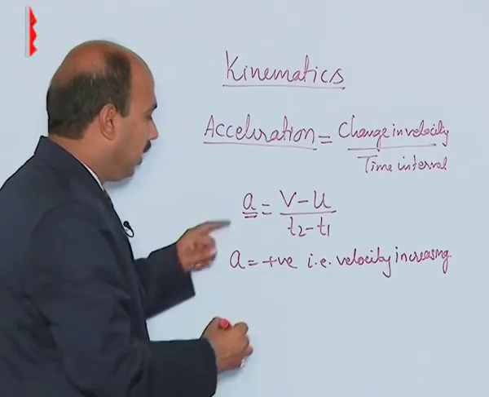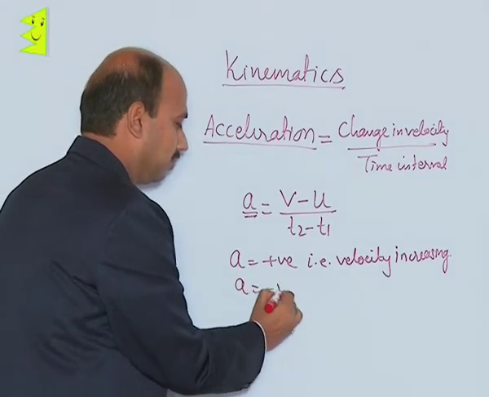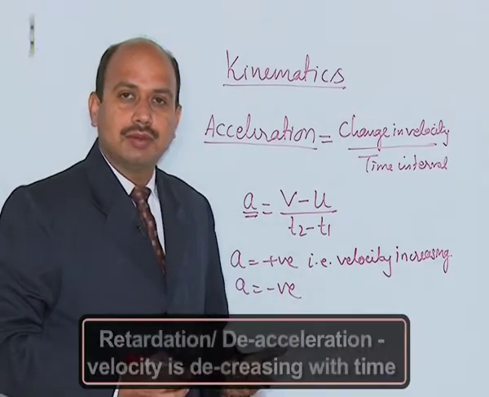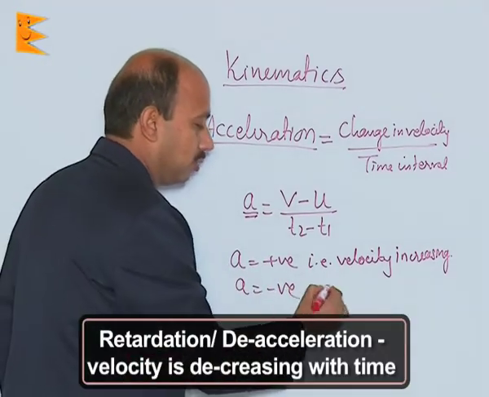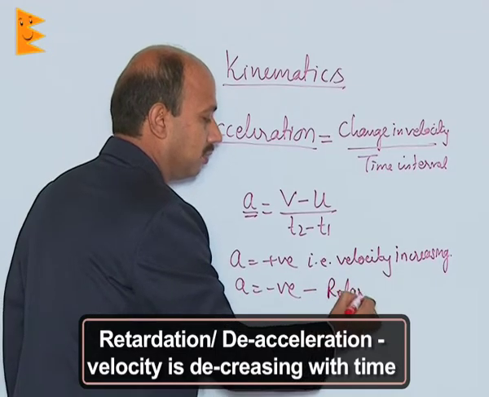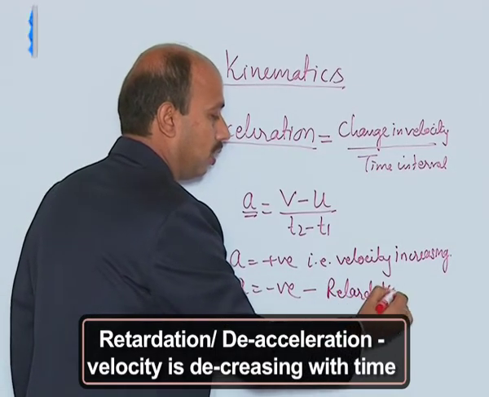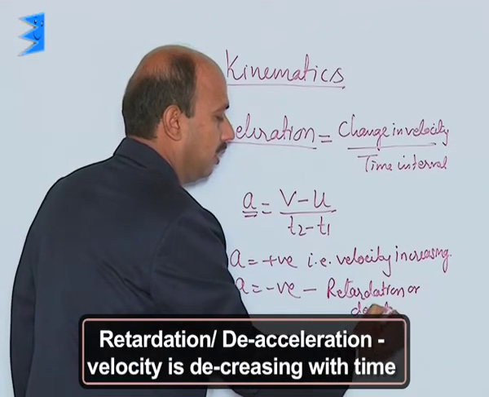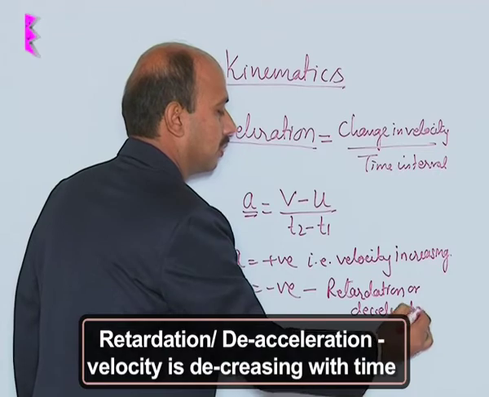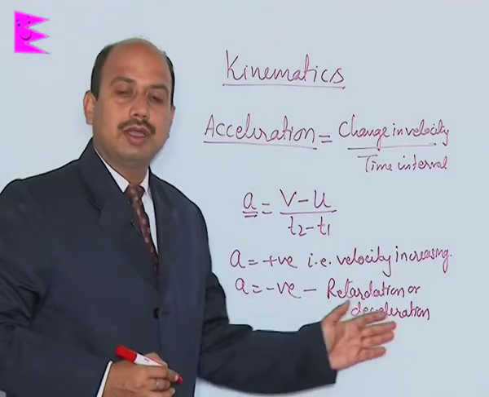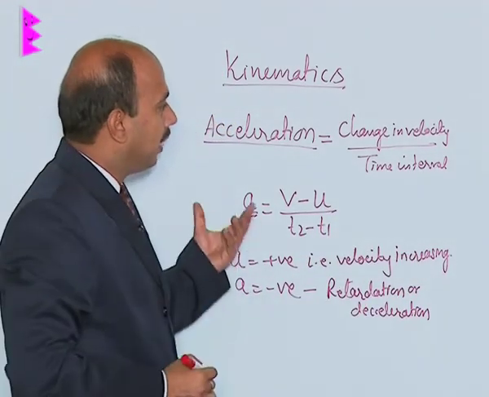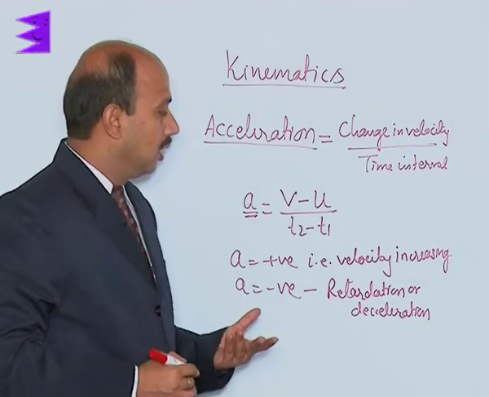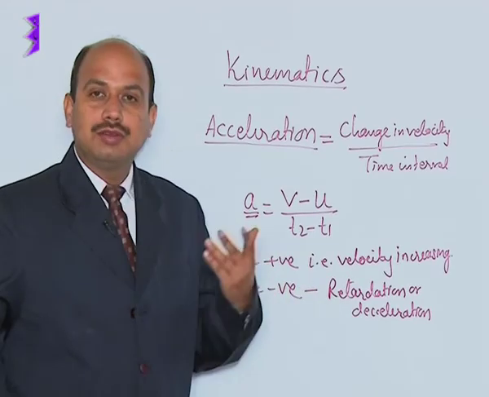Now, if A is negative, that means velocity is decreasing with time, and this acceleration is known as retardation, or we call it deceleration. So, retardation or deceleration. Here we have seen what the change in velocity with time is called, and when it is positive and when it is negative.